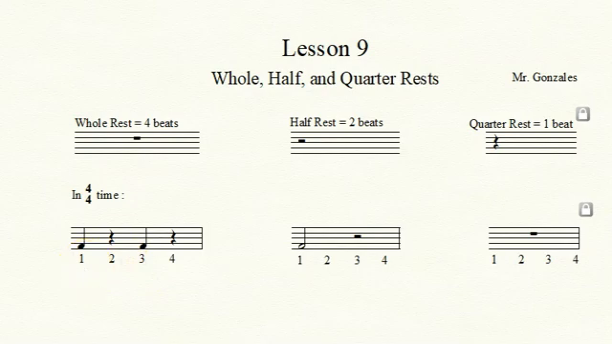Half rests are equal to 2 beats. Here we see a measure with 4 beats. The first 2 beats are occupied by a half note, and the last 2 beats are occupied by a half rest. Whole rests are equal to 4 beats. Here we see a measure with 4 beats and 1 whole rest.